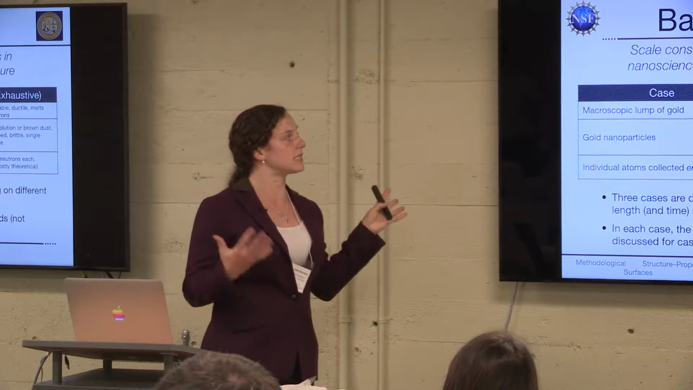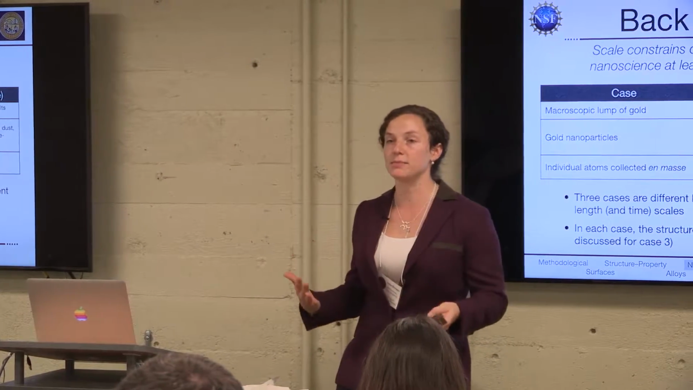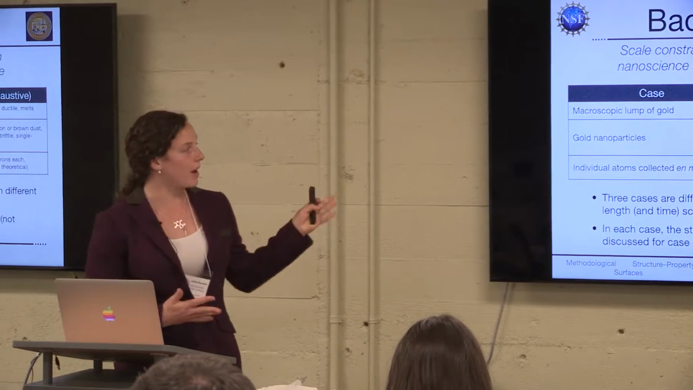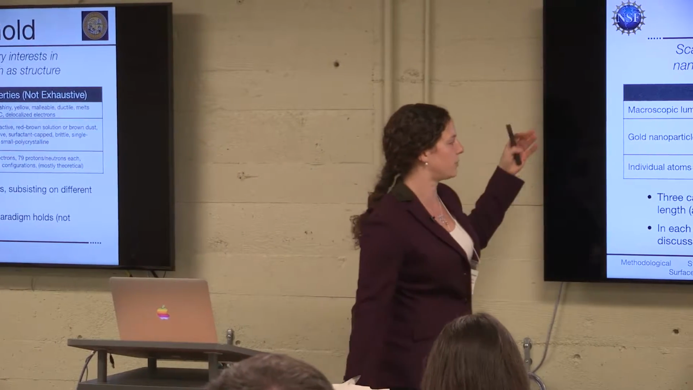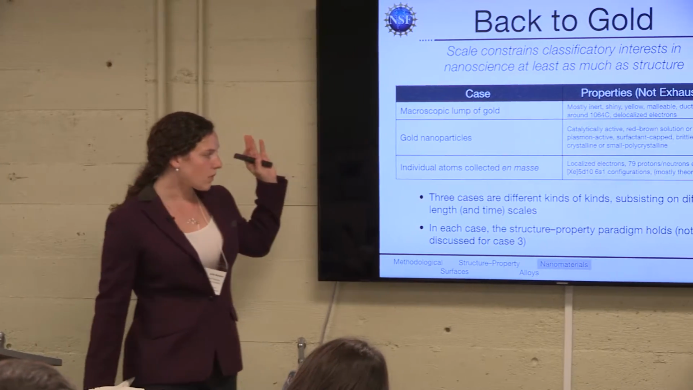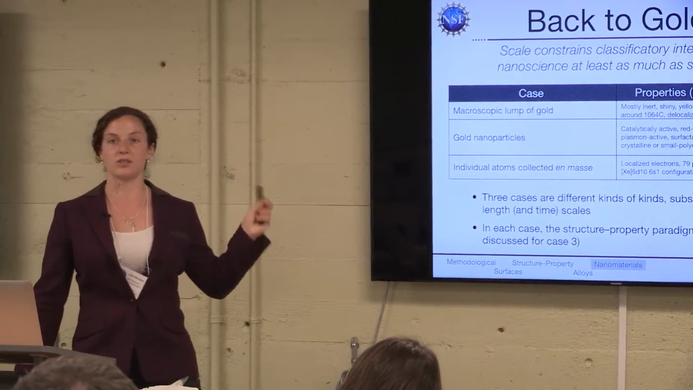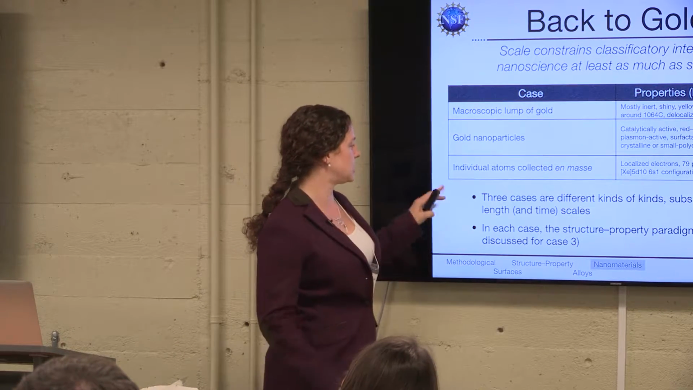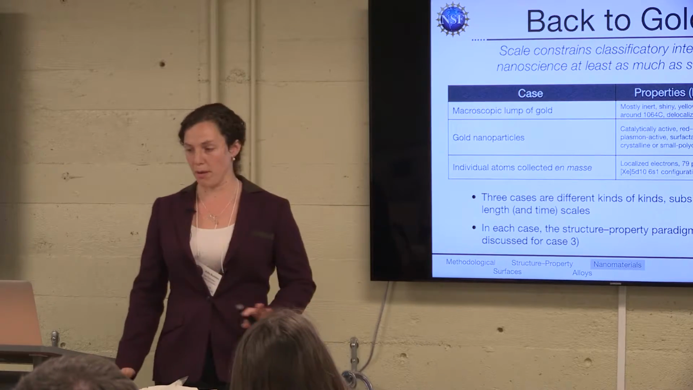what we found is that scale constrains our classificatory interests in nanoscience at least as much as structure, and in a different way than structure, right? Our macroscopic lump of gold has certain properties that are not repeated by our gold nanoparticles, that are not repeated by our individual atoms. These cases are different kinds of kinds. Nanoscale kinds are different than macroscale kinds, are different than atomic kinds, subsisting on different length and time scales. But in each case, the structure property paradigm holds.